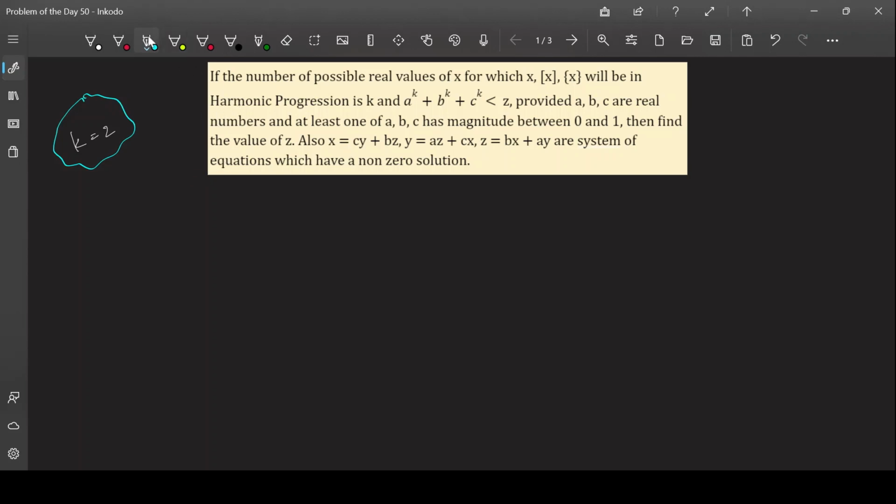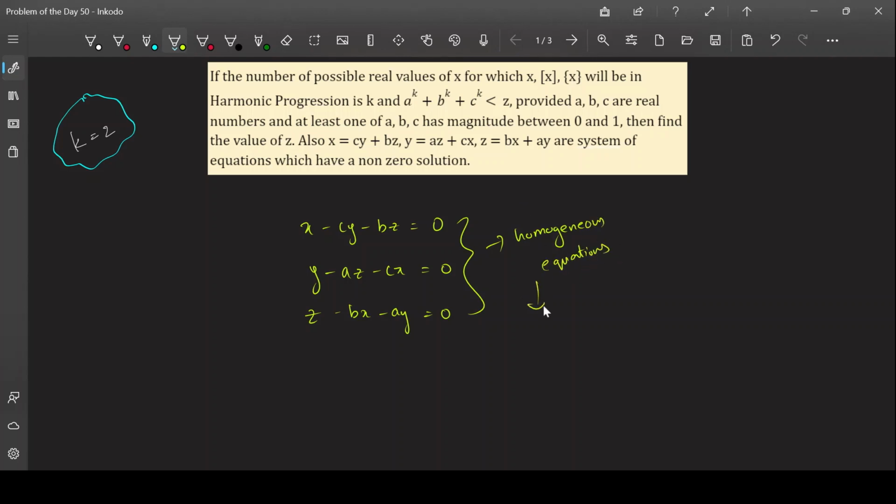Now, three equations are given, let us write them. x minus cy minus bz is equal to 0 is the first equation, y minus az minus cx is equal to 0 is the second equation, and z minus bx minus ay is equal to 0 is the third equation. These are homogeneous equations, and what can we say regarding homogeneous equations? They have a trivial solution, in the sense 0 comma 0 comma 0. You can directly check that 0 comma 0 comma 0 satisfies it.